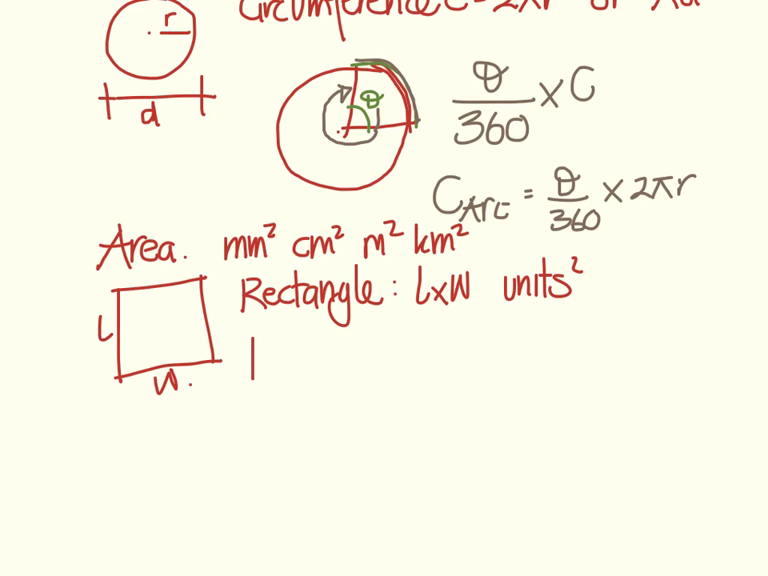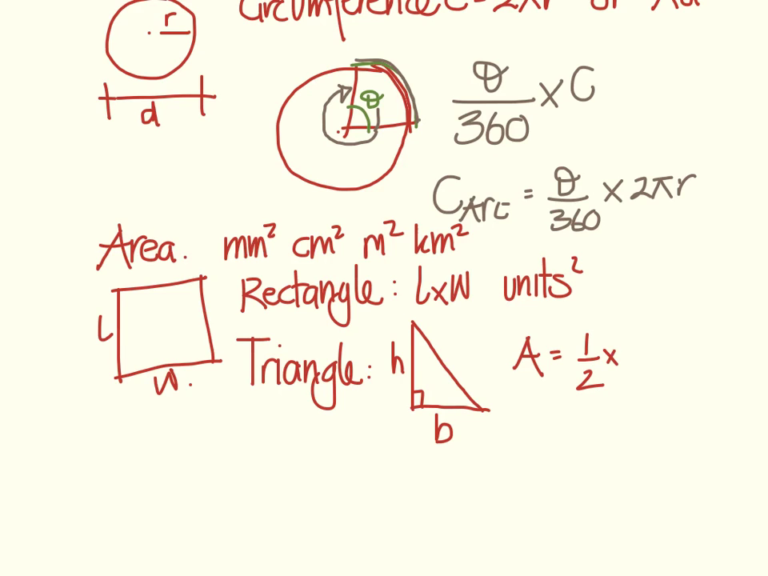Okay, if you've got a triangle, if it is a right angle triangle, you use the height and the base. The height is also known as the altitude. So the area of a triangle is half base times height.